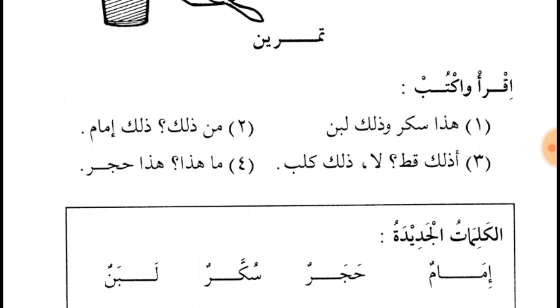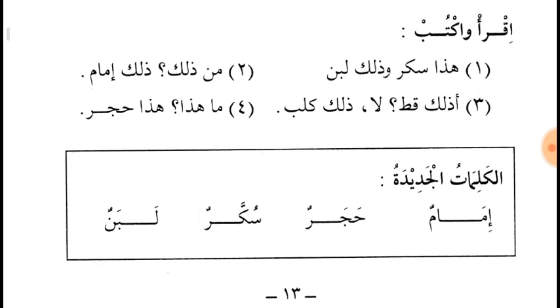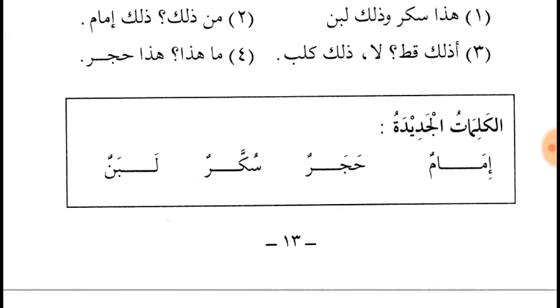Iqra waktub. Hadha sukkaru wa dhalika laban. This is sugar and that is milk. Man dhalika? Dhalika imam. That is an imam. Dhalika kitu. That is a cat. La. Dhalika kalbun. No. That is a dog. Ma hadha? What is this? Hadha hajarun. This is a stone. Correct.